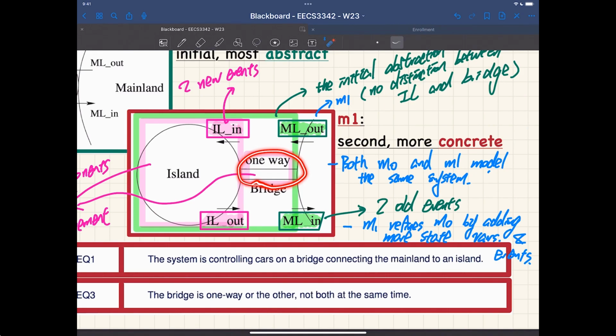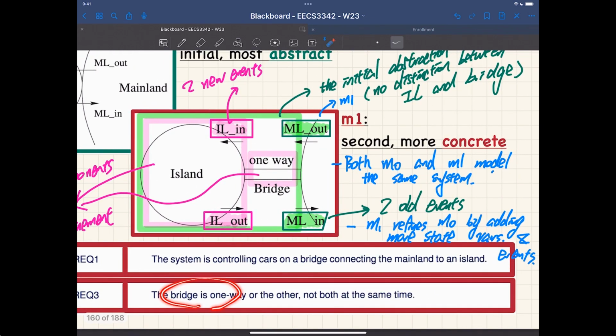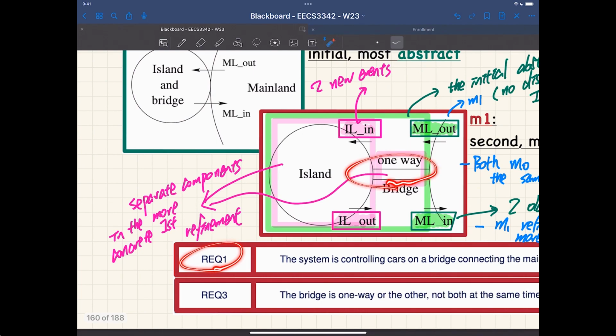Okay? And for requirement number 3, how do we address it in this first refinement? The bridge is one way or the other, either going from the mainland to the island, or it might go from the island to the mainland, but cannot be both. It's not a two-way bridge. Not both at the same time. Now, for requirement number 1, we can already see we got a bridge. What about requirement number 3? How exactly do we address this requirement here?